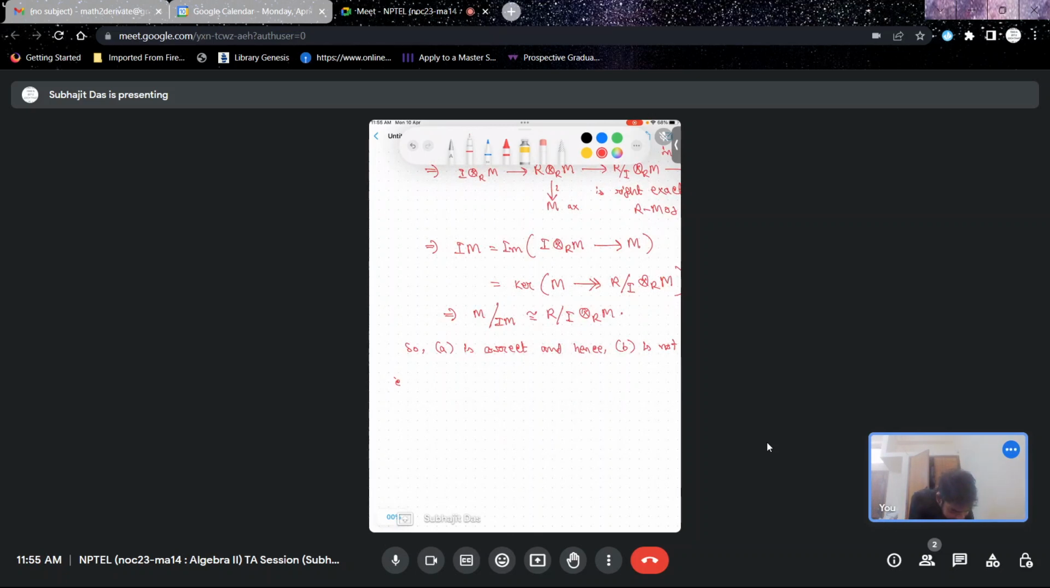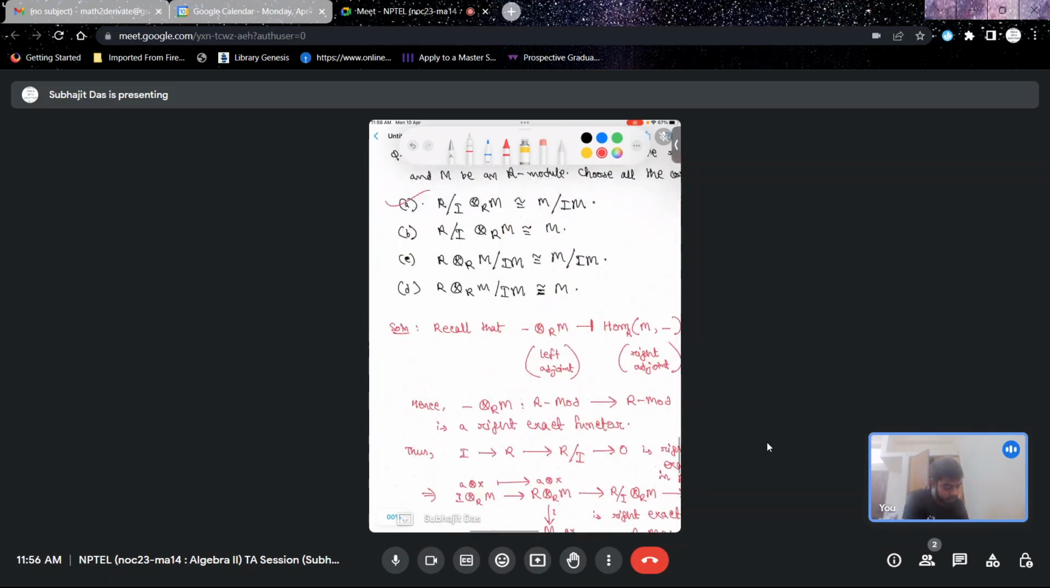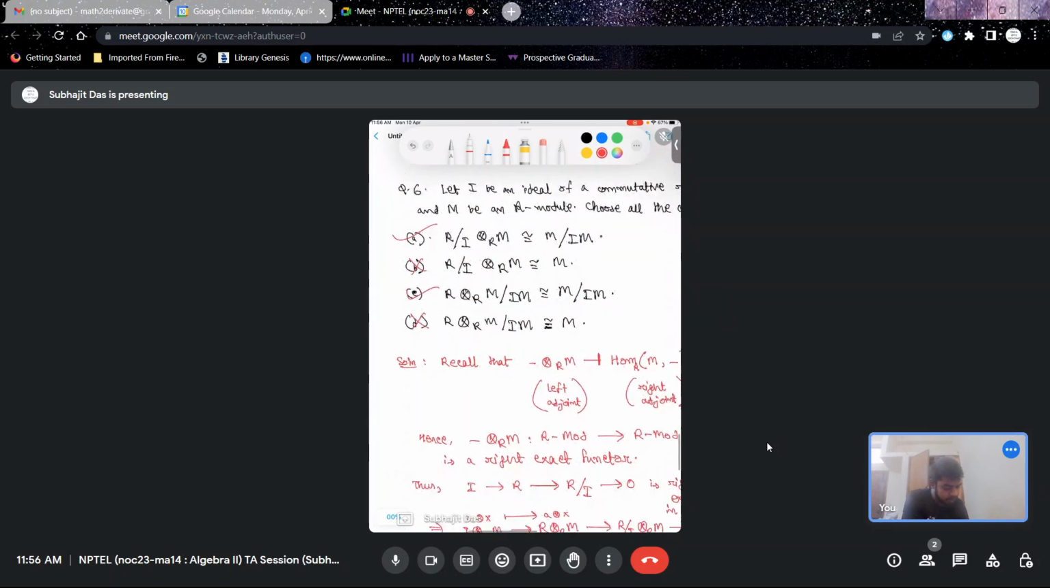Option C is again correct, clearly, as R tensored over R with any R module is canonically isomorphic to that R module, and D is therefore not correct. Right, so what I am trying to say is A is correct and C is correct, this is incorrect and this is incorrect.